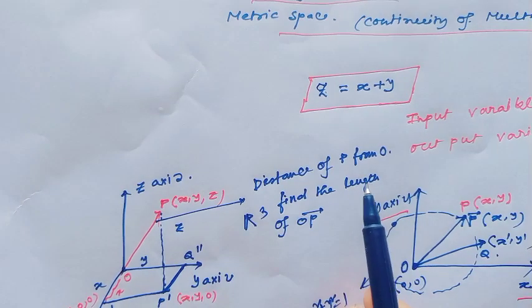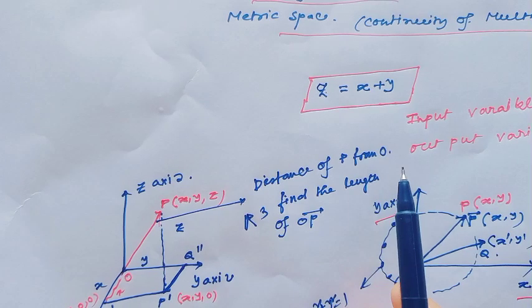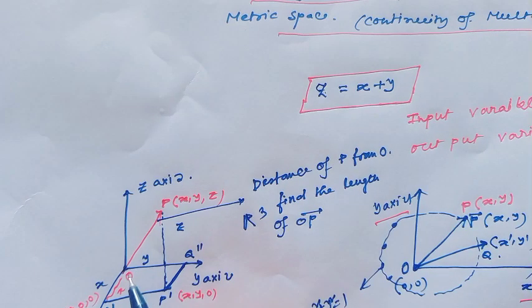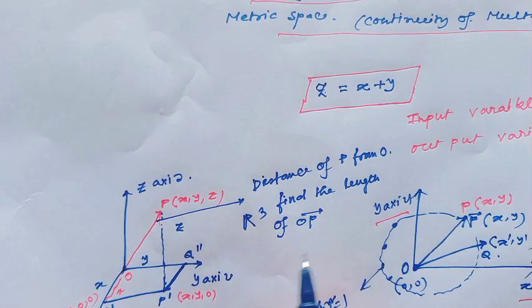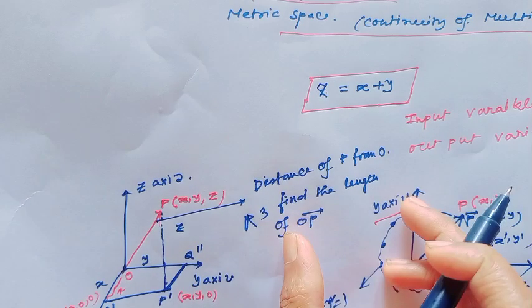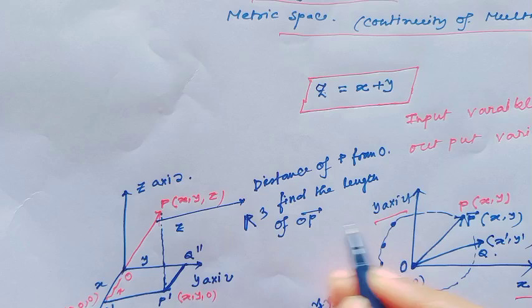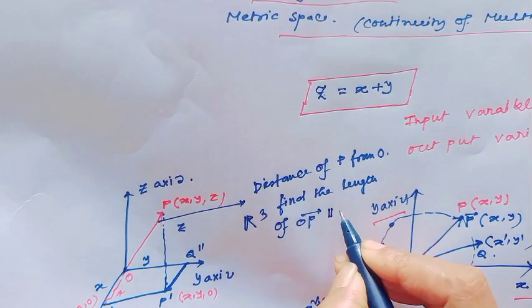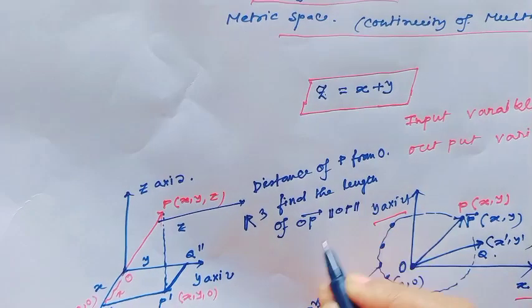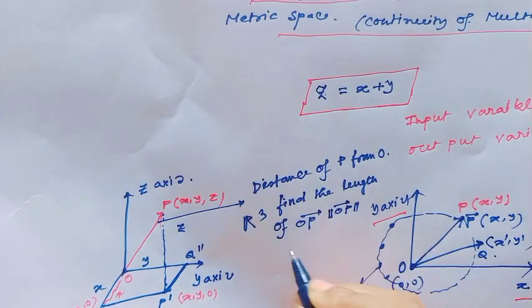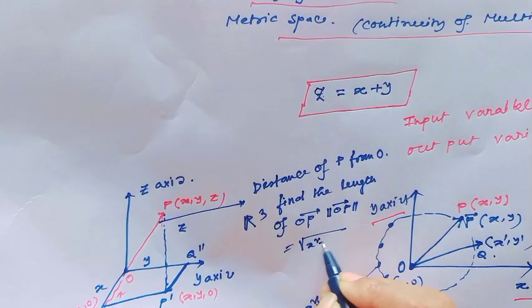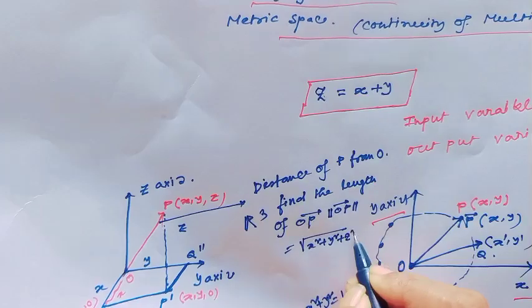And if we want to find the distance of P from the point O, we all know we have to find the length of OP, which means the norm of OP, and this is the square root of x squared plus y squared plus z squared.